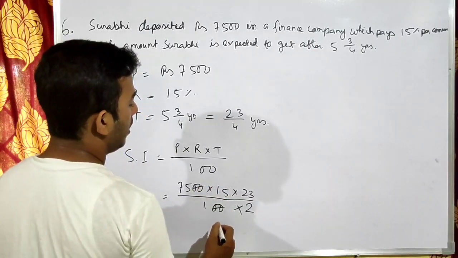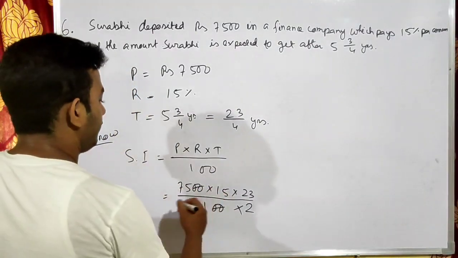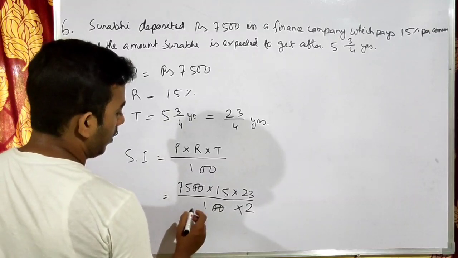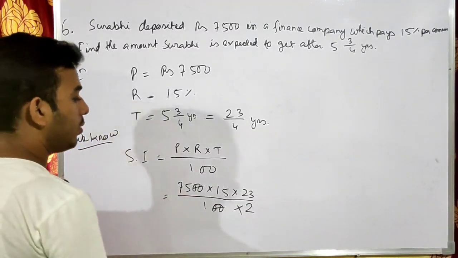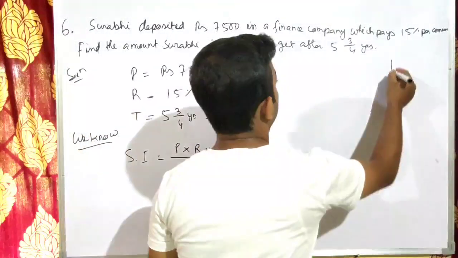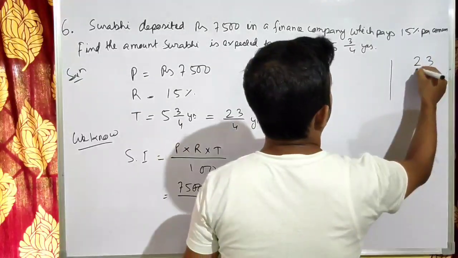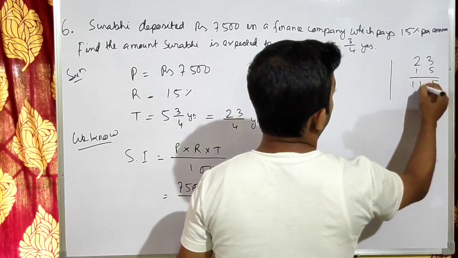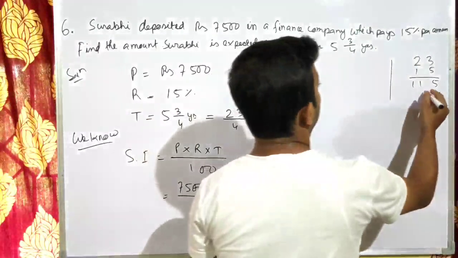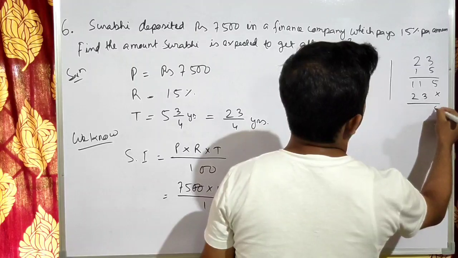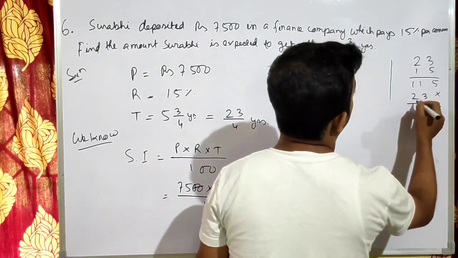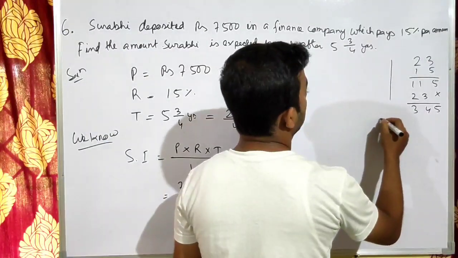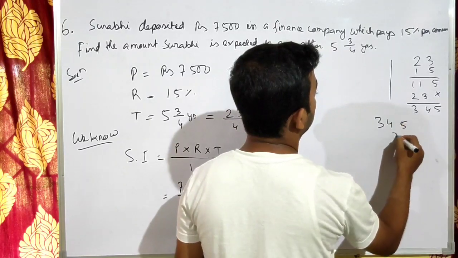The 00 cancel. Now let's multiply 23 into 15. 5 into 3 is 15, 1, 5 into 2 is 10, plus 1, 11. Then 3 into 1 is 3, 2 into 1 is 2. So 345. 345 into 75.